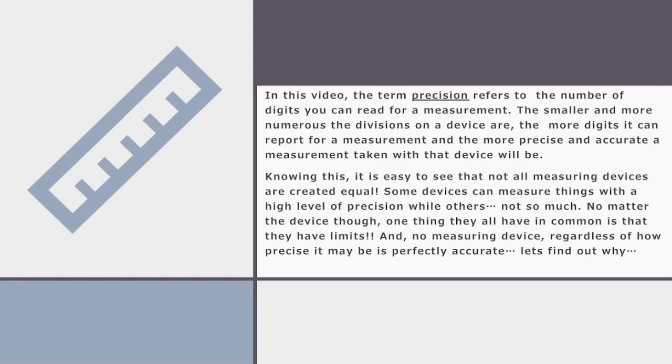Knowing this, it's easy to see that not all measuring devices are created equal. Some devices can measure things with a high level of precision, or where they can report lots of digits, while others not so much. No matter the device though, one thing that they all have in common is that they have limits. No measuring device, regardless of how precise it may be, is perfectly accurate. So let's find out why.